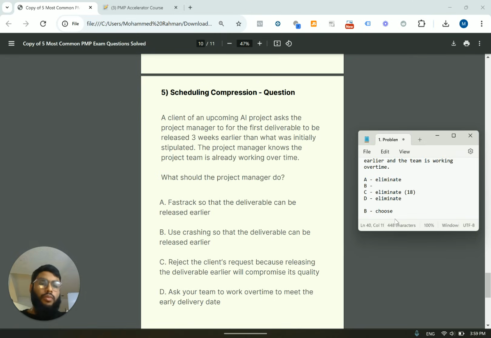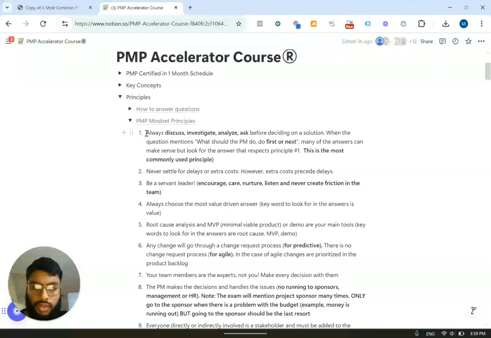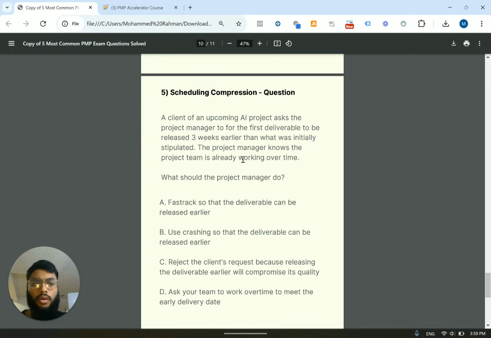Now, if the answers had something along the lines of the PM should assess or investigate, remember, principle number 1 is the most powerful principle that you will see, the most common one that you'll see on your exam. You want to make sure that you follow principle number 1. If you see principle number 1 in your answers and you see a whole other bunch of answers, choose principle number 1. Obviously, read the question, make sure it solves the problem, but choose principle number 1. And the answer here is going to be B.